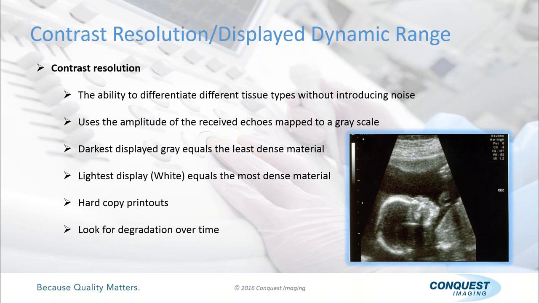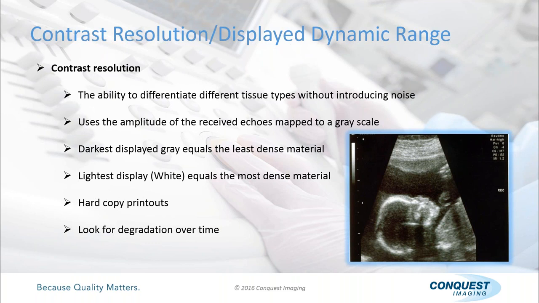I always kind of take this back to soundproof rooms, if anybody's ever been in one. It has foam material that is coned, so the cones reflect at an angle and absorb, so they don't get a really good echo off of them. In fact, very little echo. So that would be mapped in this case as the grayest gray or almost black. And that's what the next line says: darkest displayed gray equals the least dense material, where the white display equals the most dense material.